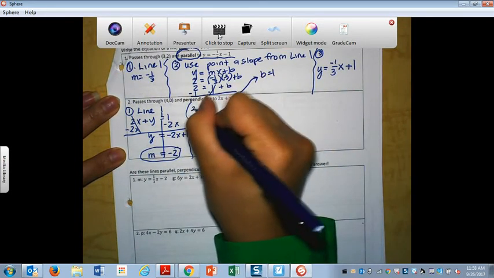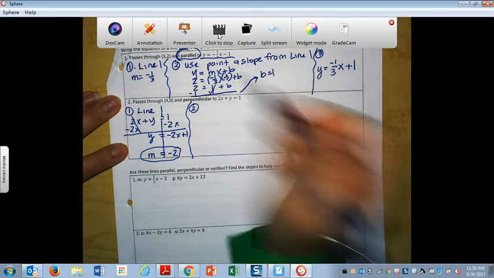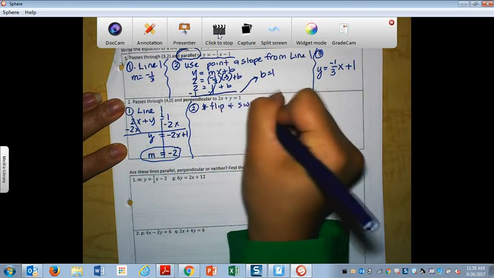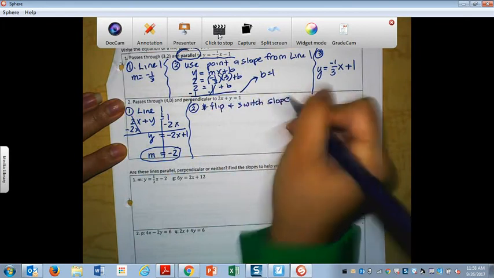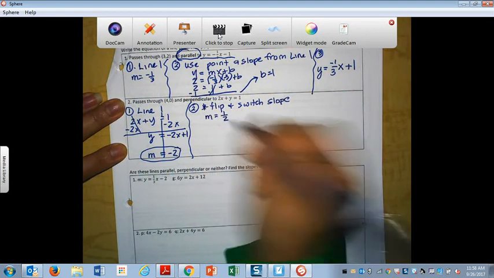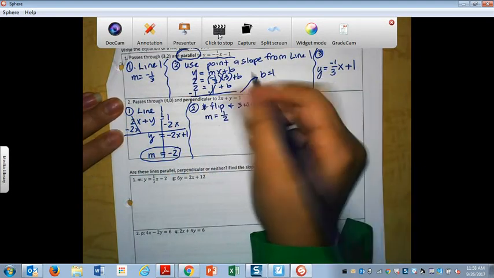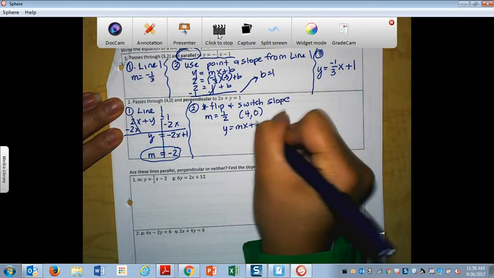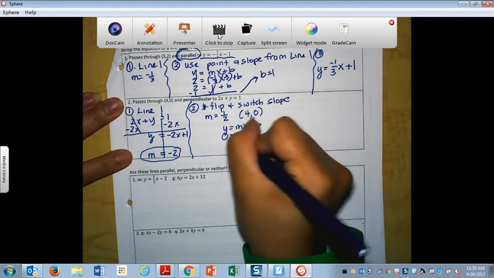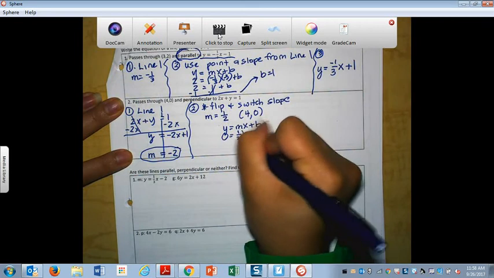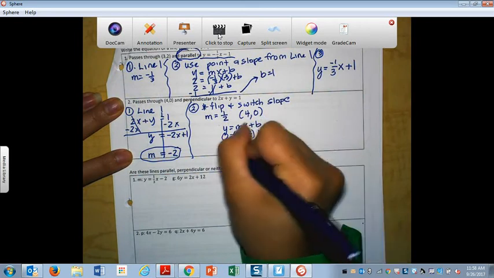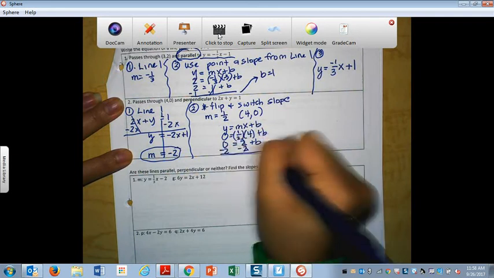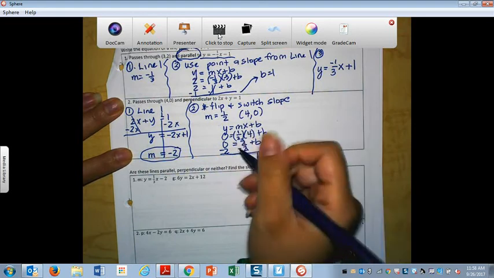Step 2. You're going to do the same thing. Use the point, but you have to flip and switch the slope. So now our new slope is going to be 1/2. Our perpendicular slope is going to be 1/2, and we're going to use (4, 0). Let's plug all that into y equals mx plus b. You have 0, you have 1/2, x is 4 plus b. 0 equals half times 4, which is 2, plus b. You subtract 2. b equals negative 2.